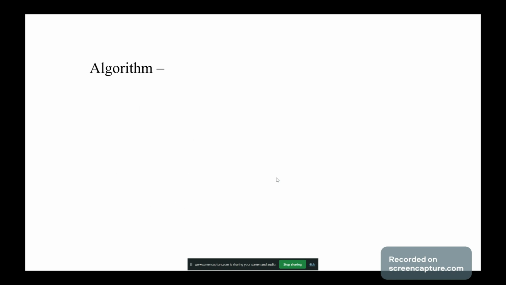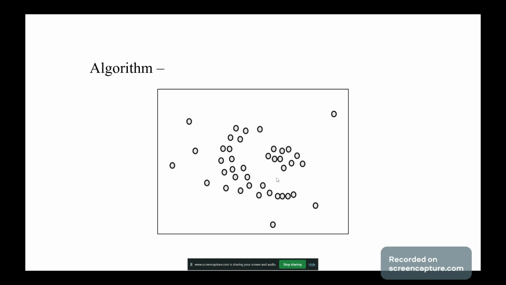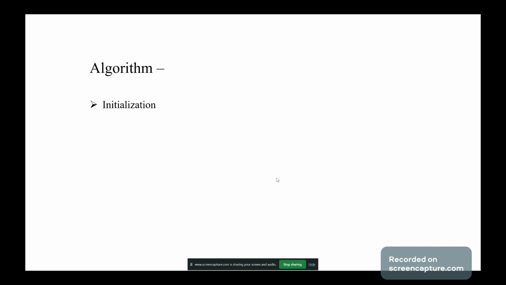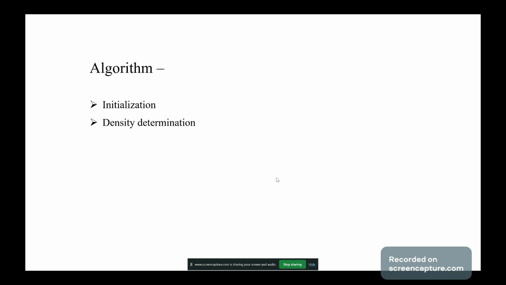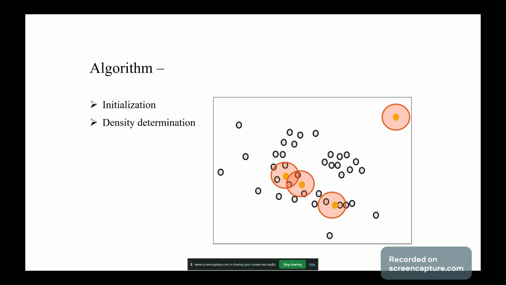Basically, the algorithm has 8 parts, and we will be looking into it with an example of very simple data, like so. Number 1, initialization. The DBSCAN algorithm begins by selecting an unvisited data point randomly. This point is labeled as visited and its neighborhood is explored to determine its density. Number 2, density determination. For each visited data point, DBSCAN calculates the number of neighboring points within a specified radius, often denoted as epsilon. These neighboring points form the data point's epsilon neighborhood.